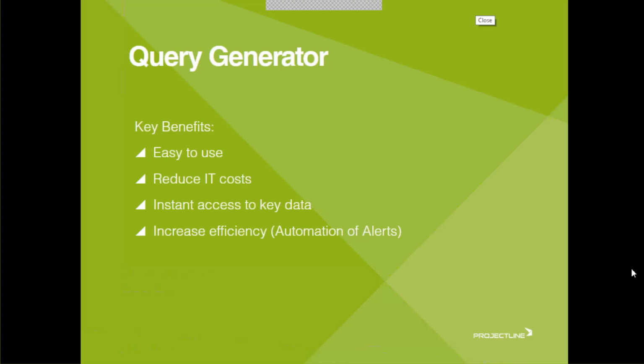So again, the key benefit is very easy to use. You can reduce IT costs because you can do these yourself. You get instant access to key data on the fly. And you can increase efficiency by automating alerts, for example. So you don't have to keep searching or querying your system for data or for reports. You can actually have the system do the work for you and send you these alerts on a schedule, for example, at 8 o'clock every day.